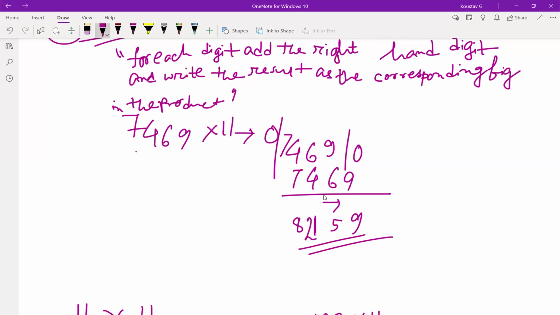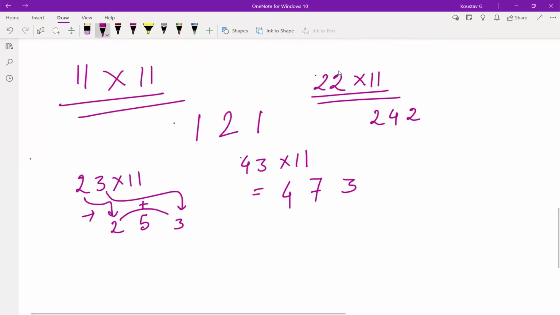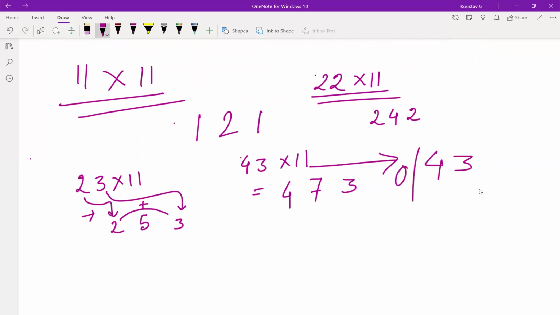So suppose in 43, if I do the steps here. First of all, see 4, 3. Here I am considering 0, here I am considering 0. So now again 4, again 3. Same approach: 3, 4, 3, 7, then 4. This is the same approach we are just doing.